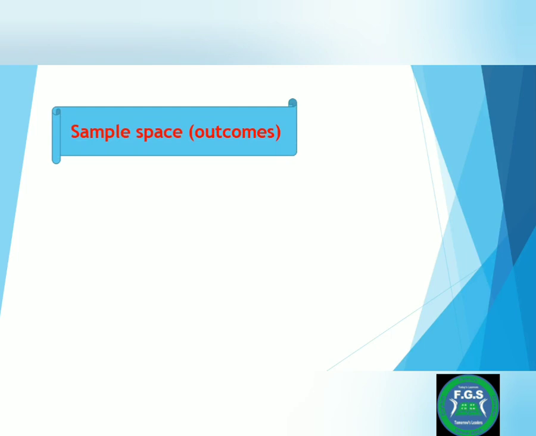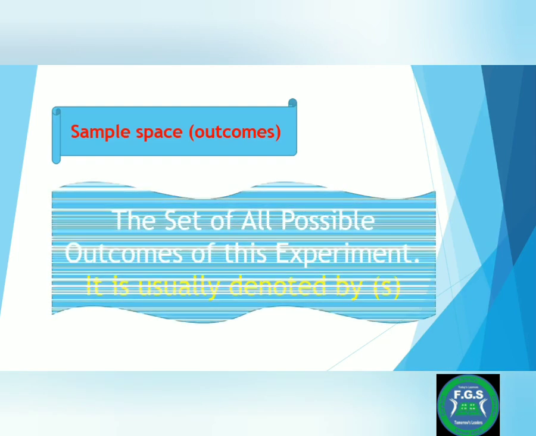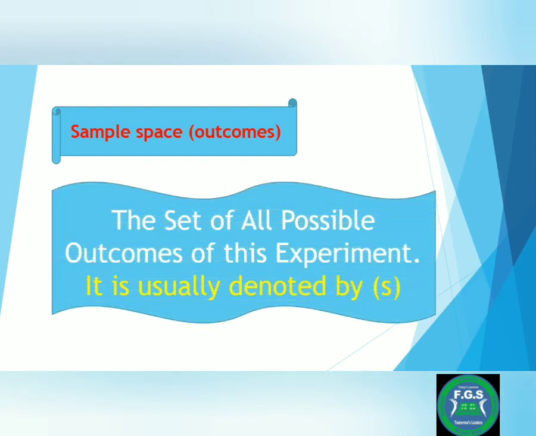Let's learn what the sample space or the outcomes are. Sample space is the set of all possible outcomes of this experiment. It's usually denoted by S. We can abbreviate sample space as S.